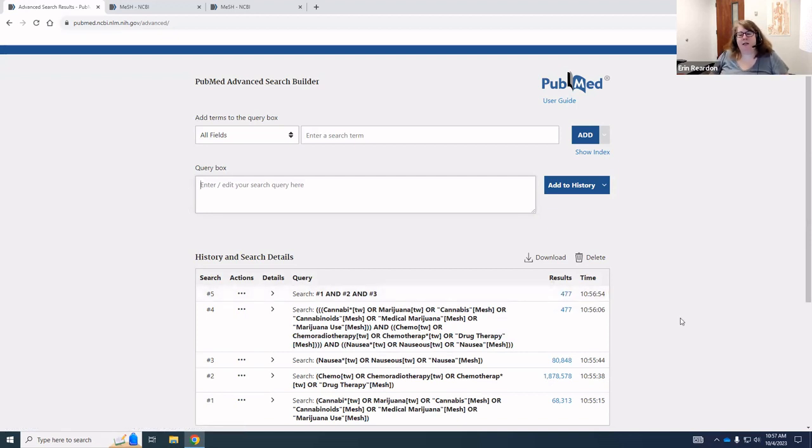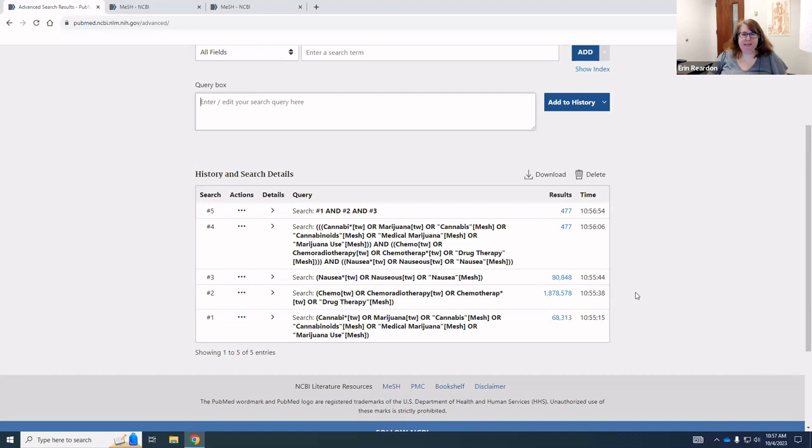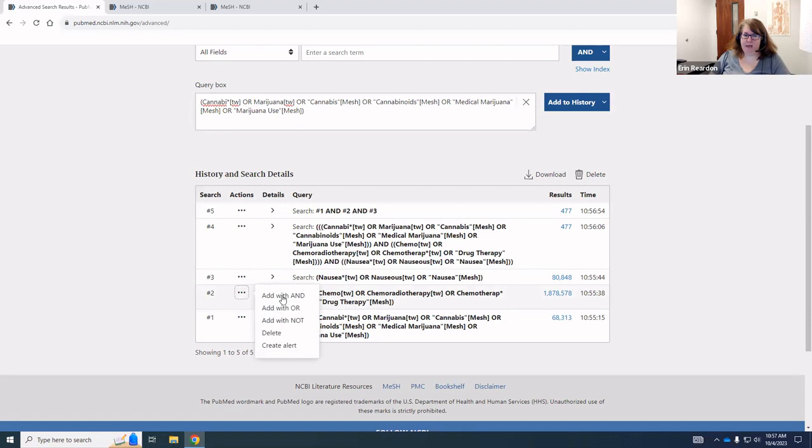So let's say that we combined all these concepts together and we didn't find any articles, or we only found like 1 or 2. Sometimes when you're combining multiple concepts, it starts to get a little bit too specific and there might not be a lot of literature out there. So you could start looking for just some of the concepts together and combining them in different ways.